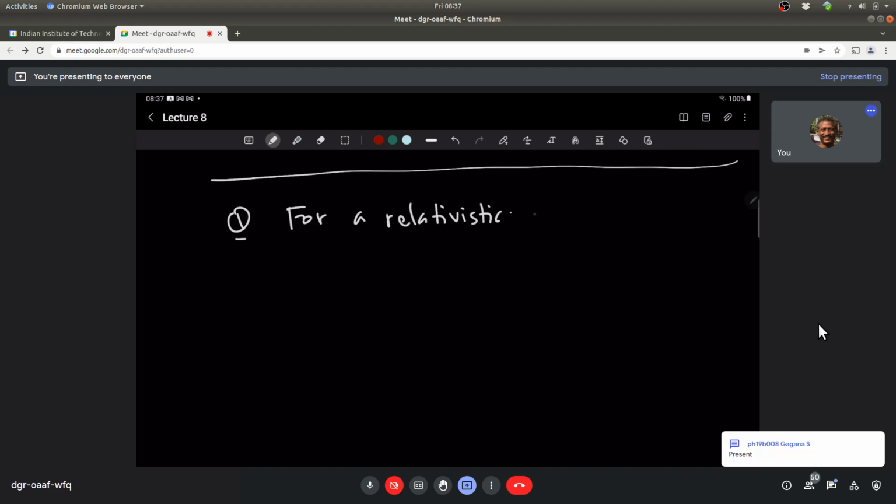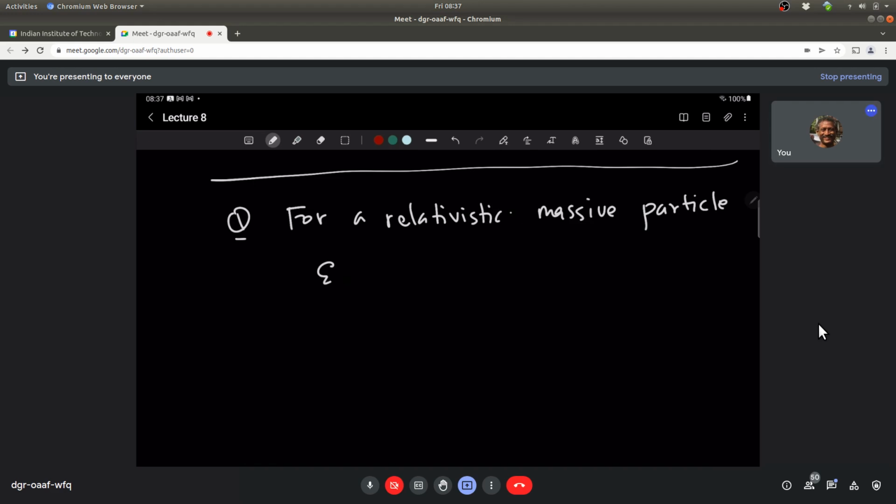So the question asked is for a relativistic massive, that means non-zero mass, particle. We saw from last semester, or if you didn't, from somewhere else, or you just take whatever I'm saying, the energy is the square root of p squared c squared plus m squared c to the power 4. This is what we should work with. Okay, or write it as the Hamiltonian.